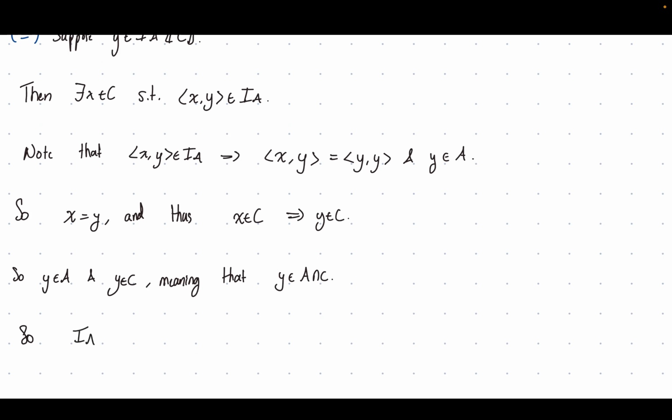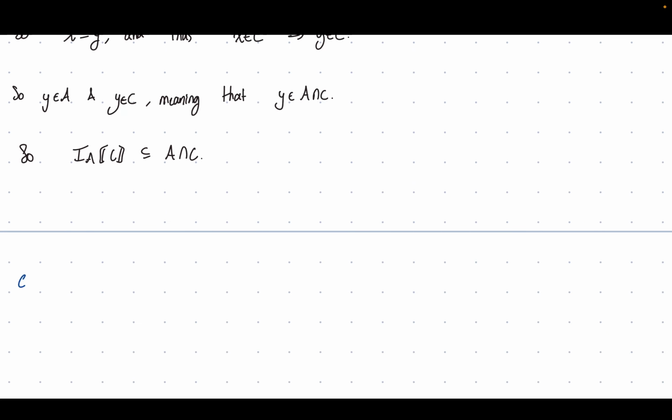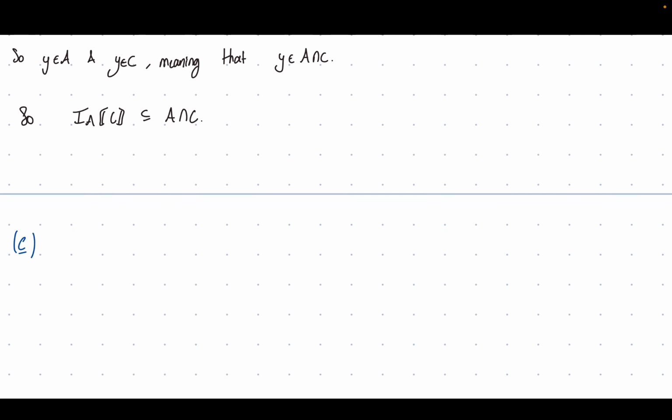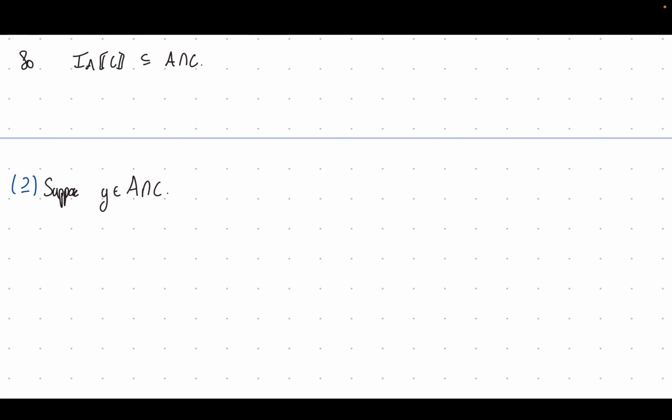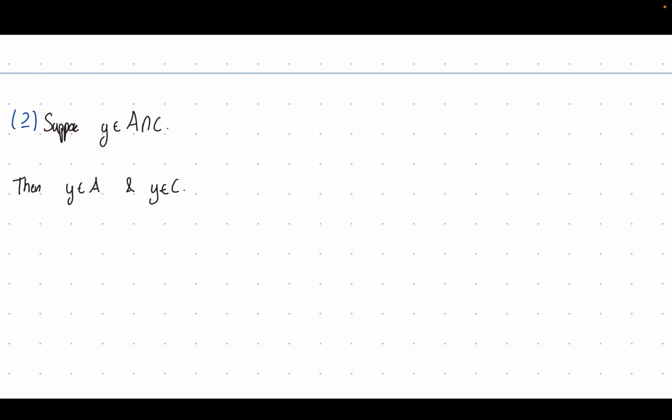So the image of IA under C is a subset of A intersect C. Now, for the other side of the inclusion, let's suppose, again, y is in A intersect C, and y is in A, and y is in C.